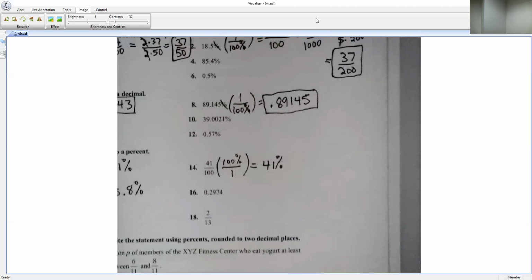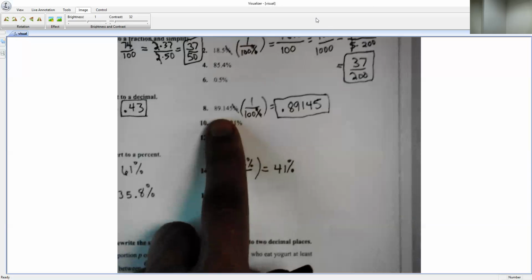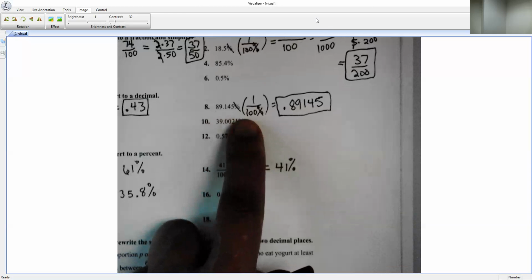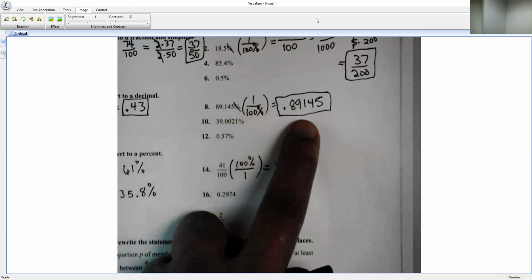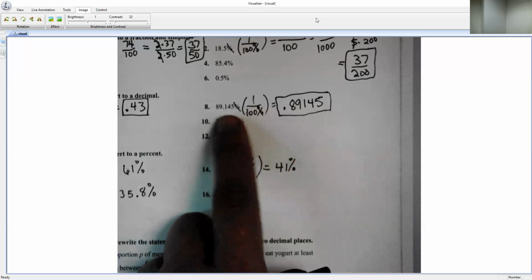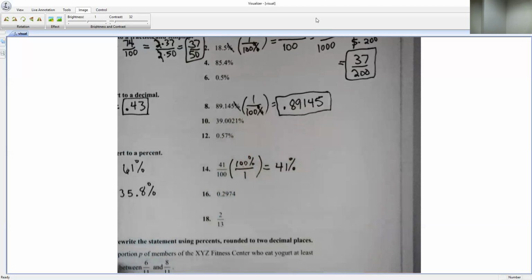Similarly, in 8, even though this 89.145% looks messy, it's still the same conversion, multiply by 1 over 100%, and still the same result. 89.145 divided by 100 gives us 0.89145, which is the same number we start with, just with the decimal two places to the left. And then the others are very similar.